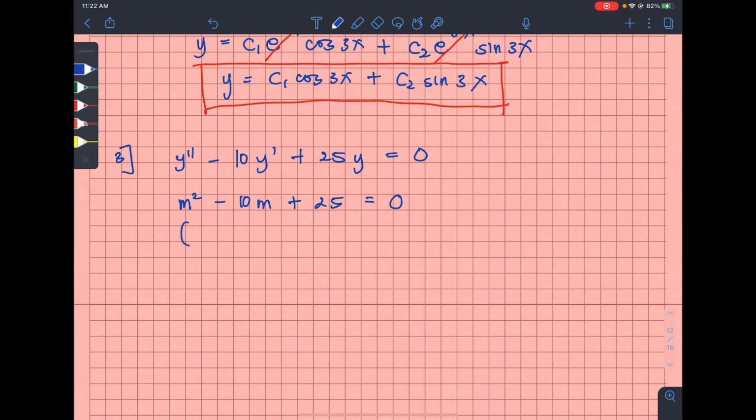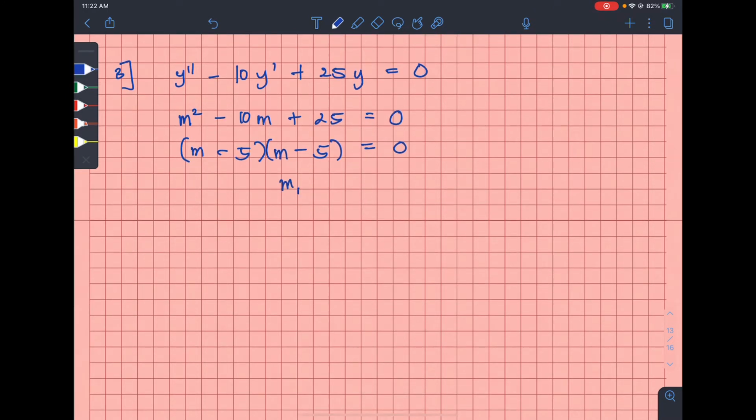And I think this is factorable. So m squared would be m and m. For 25, the factors that will yield 10 would be 5 and 5, so that would be a negative and a negative. So positive 25, negative 5m and negative 5m would be negative 10m. So therefore, m1 is equal to m2, and that would be equal to positive 5. Those are repeated roots. So repeated roots fall under case number 2.